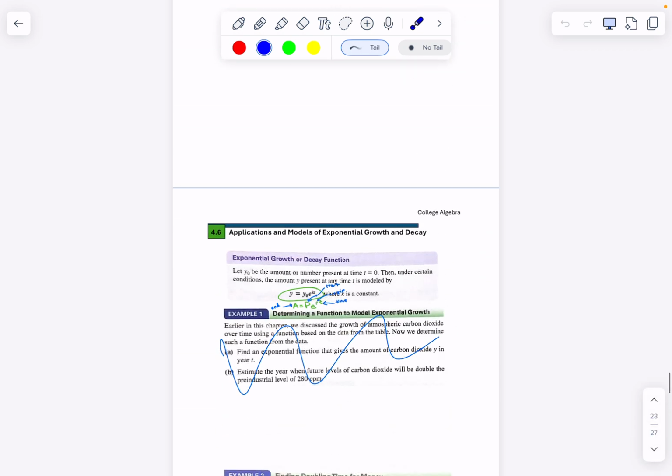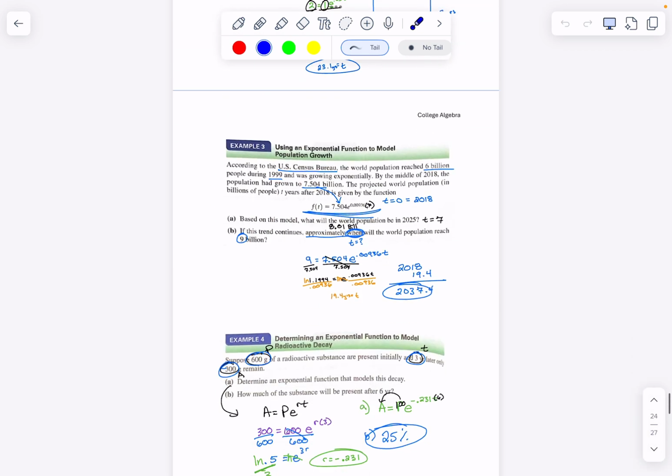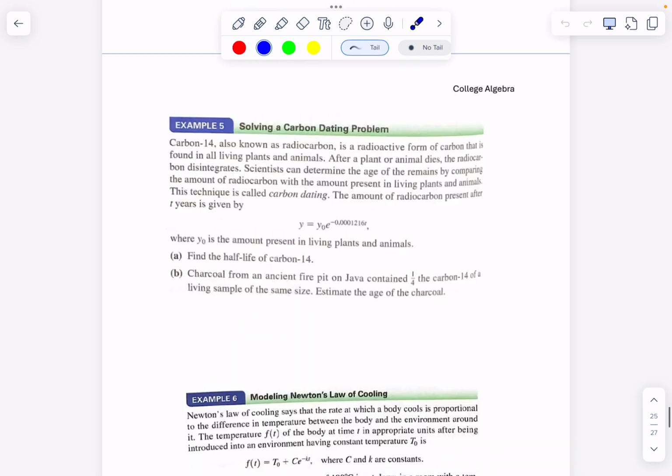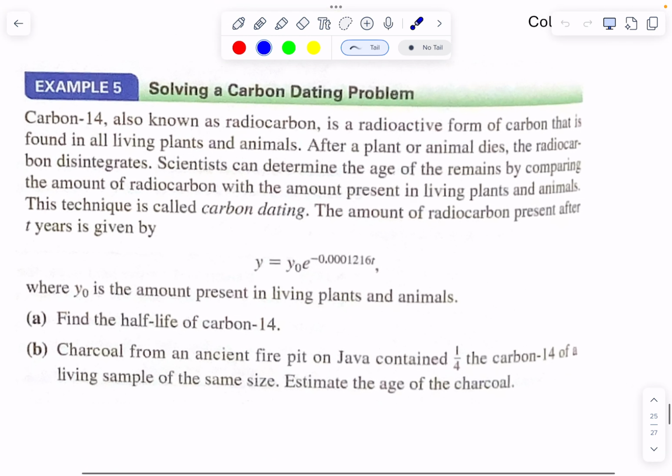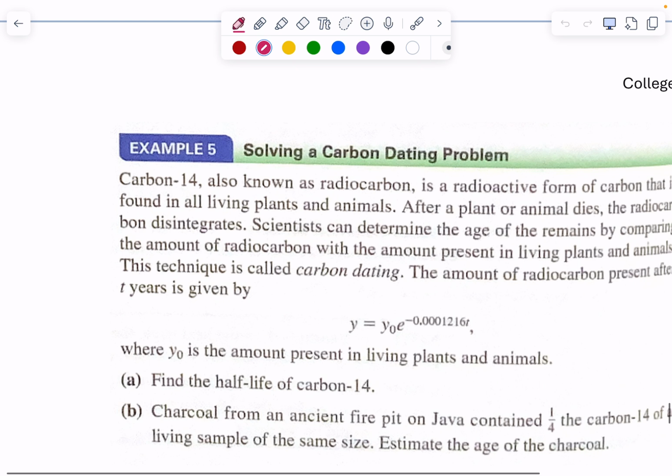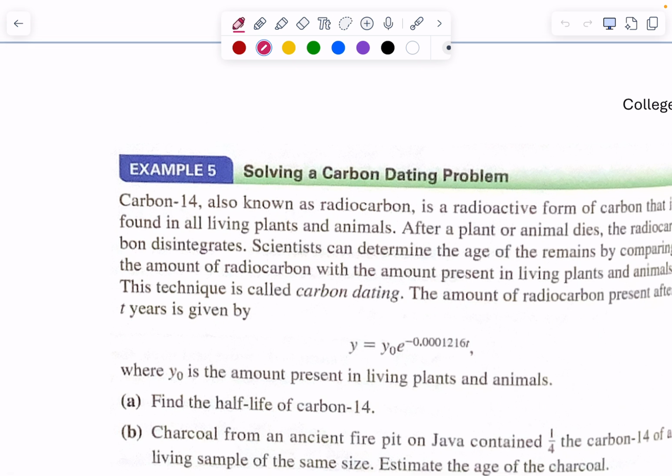This is the last two examples on 4-6, and this is the last section before we're done with chapter 4. So we're going to go through these two story problems, and then it's going to be hopefully a short video here for you. Carbon 14. We're talking about radioactive decay.